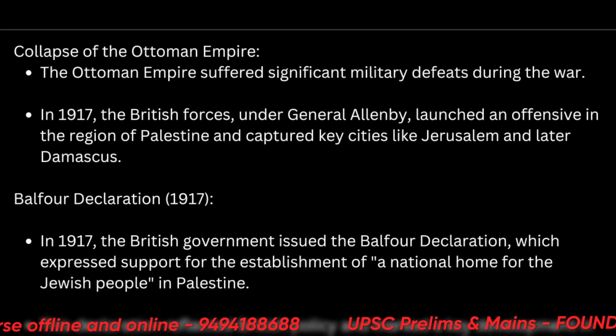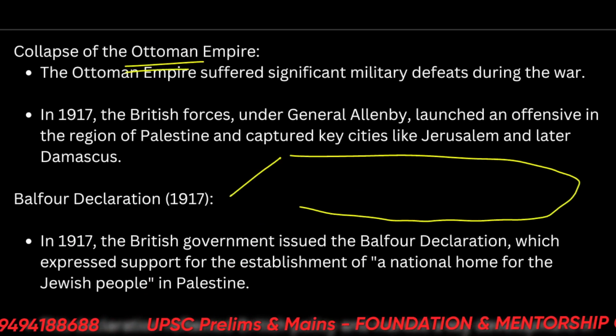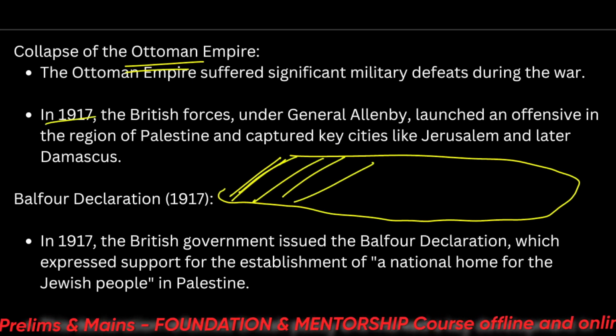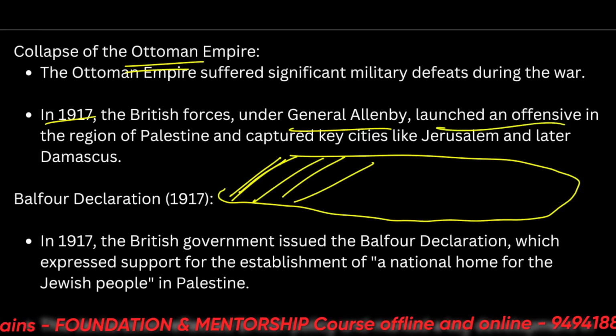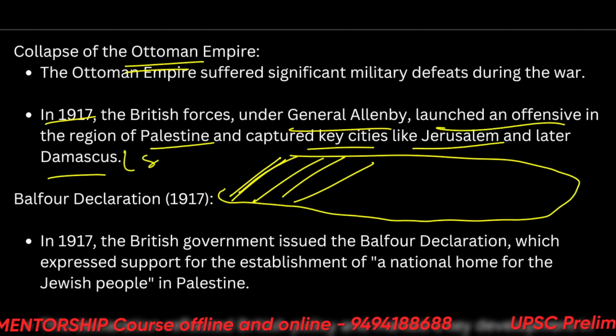So at the end of the war, the Ottoman Empire completely collapsed because it was just so big, it was almost impossible to manage it militarily. So in 1917, the British forces under General Allenby launched an offensive on the region of Palestine and captured key cities like Jerusalem and later Damascus, which belonged to Syria.